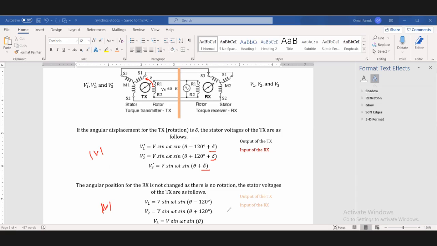There is no change in magnitude, and the only change is in the phase. So phases are not the same. The phase is theta minus 120 degree plus delta here for V1, and this is theta minus 120 degree here. Similarly, this is theta plus 120 degree plus delta. So what is the difference between this voltage and this voltage? There is a phase difference. Now we get the phase difference between the transmitter and receiver. For that reason, the terminal voltages of S3 and S3 prime, then S2 and S2 prime, and S1 and S1 prime are not the same for now. তাহলে এখন S1 এবং S1 প্রাইম আলাদা হবে, S3 এবং S3 প্রাইম আলাদা হবে, এবং S2 এবং S2 প্রাইম আলাদা হবে in terms of phase only.